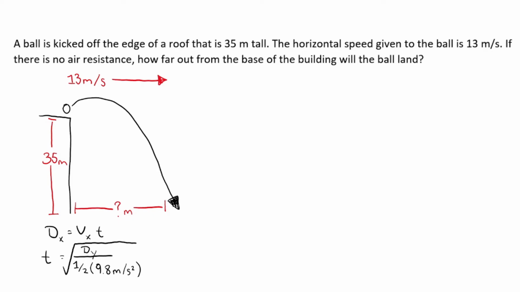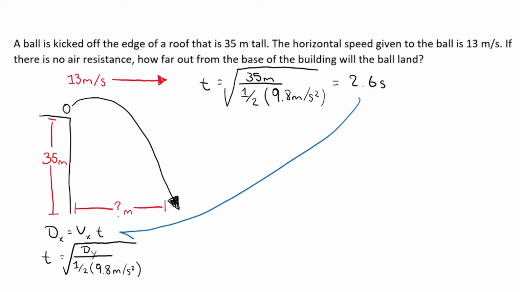Okay, so let's do that real quick. So you get time equals the square root of 35 meters divided by 1/2 times 9.8 meters per second squared. I already did the math and rounded it, and it's going to be 2.6 seconds.